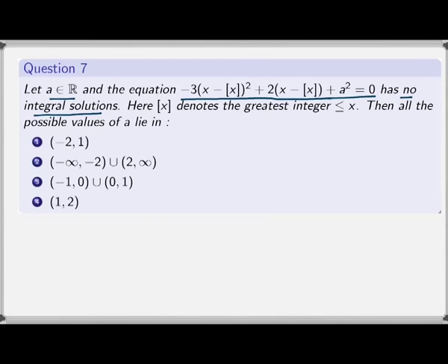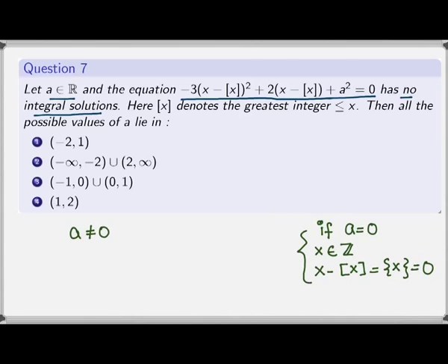First we can note that a is not equal to 0, because if a is equal to 0, then clearly every integer is a solution of this equation, because for x in Z, we know x minus integral part of x, which is the fractional part of x, is equal to 0. So putting a equal to 0, we can see that every integer is a solution of this equation. Therefore we have a is not equal to 0.